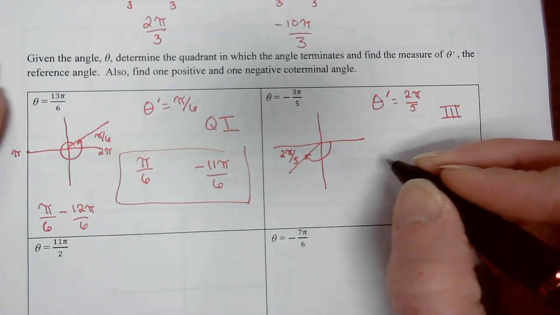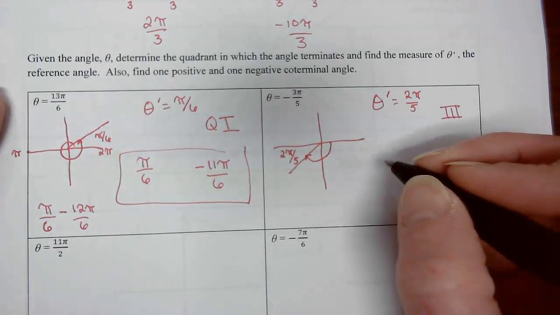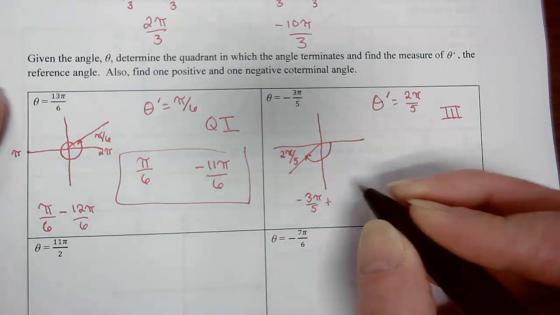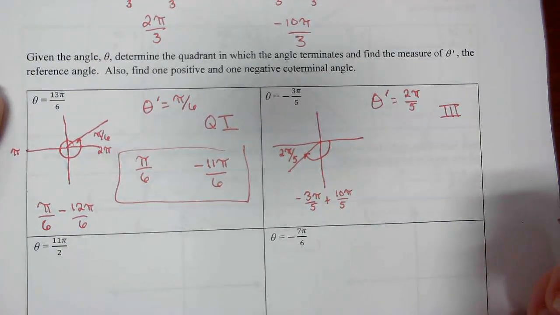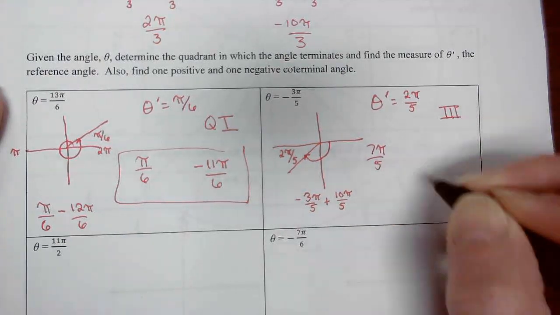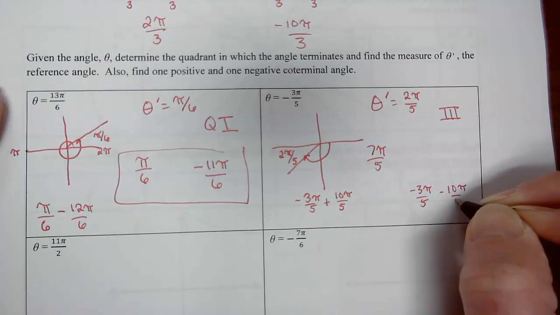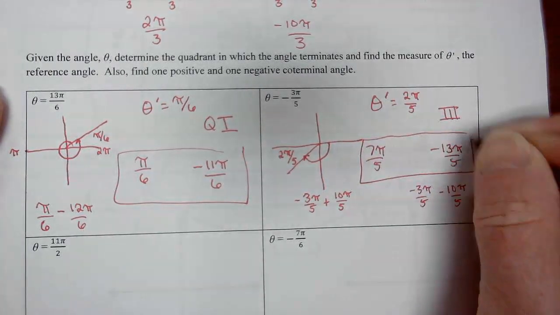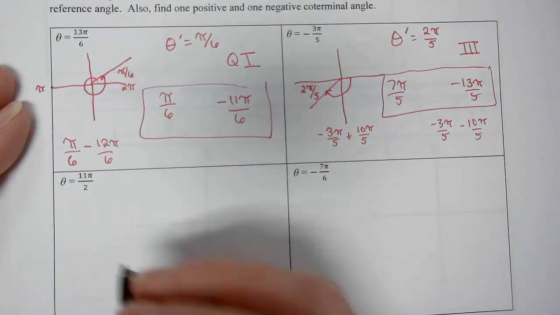And if I got my two angles, I would be adding 2 pi and subtracting 2 pi. So negative 3 pi over 5 plus 2 pi. That gives me 7 pi over 5. Then if I subtract 2 pi, which by the way, I said you could do this in the calculator too, I get negative 13 pi over 5. You want a positive and a negative. 11 pi over 2. Ooh, okay.